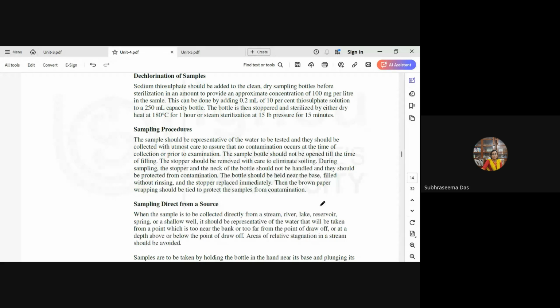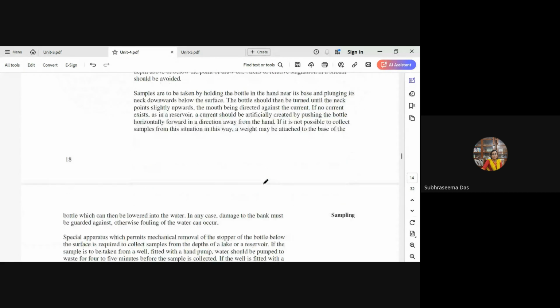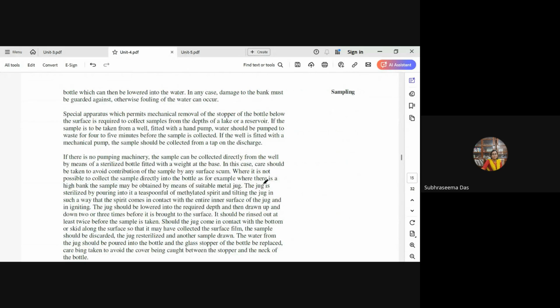Then the sample should be taken with utmost care to ensure that no contamination occurs, because once contamination occurs with the water sample, we will get different results. Now, when the sample is collected directly from a source such as a lake or pond, it should be collected where the water is flowing, so that we have a good idea. If we collect water from a stagnant source, then we get erratic results. After this, special apparatus which permits mechanical removal of the stopper below the surface is required to collect samples from the depths of the reservoir.